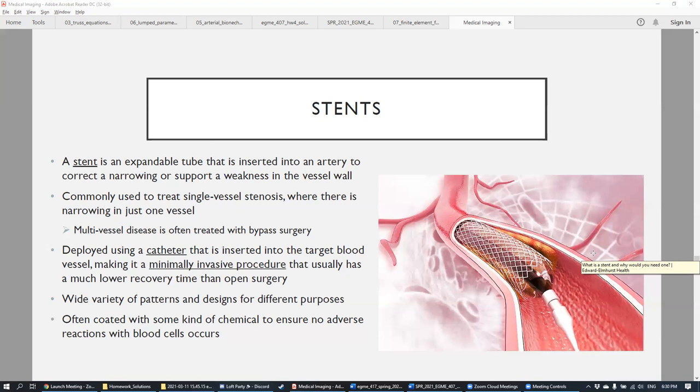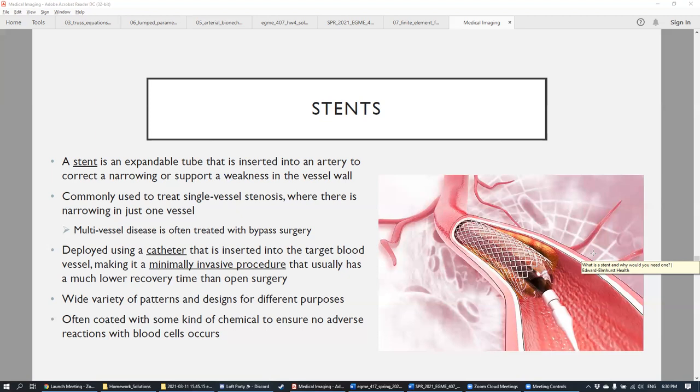But if you have open heart surgery where they have to saw open your chest cavity, you're going to be laid up in the hospital for a few weeks while your bones recover from that trauma. And so if you can be treated with a stent, that's usually much more preferable than having open heart surgery, okay?